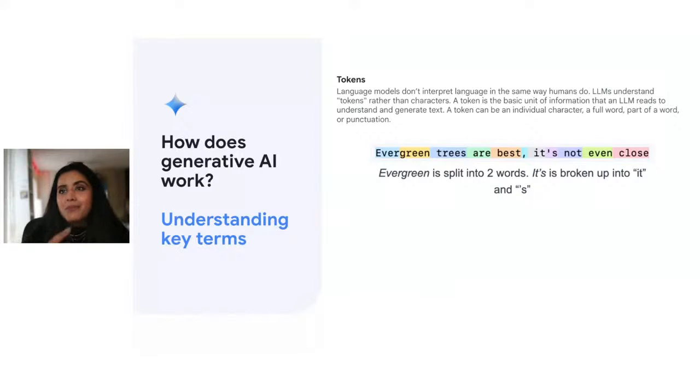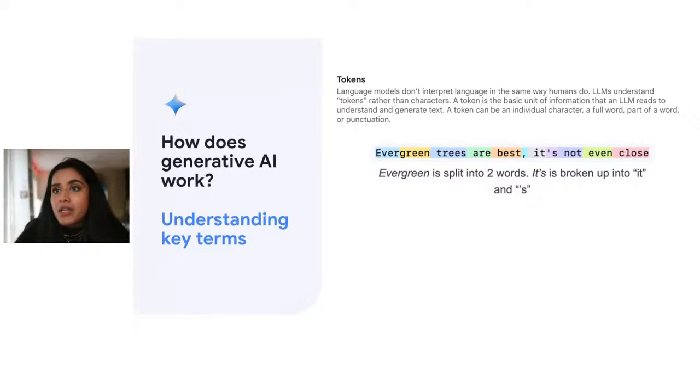So, for example, if we take a look at this example, "Evergreen trees are best. It's not even close." And so you might want to naturally break down every word as a token. However, a token could be one word, two characters, or even a punctuation. So in this case, the model breaks "evergreen" into two words, and the word "it's" is broken down into two with "it" and "s".